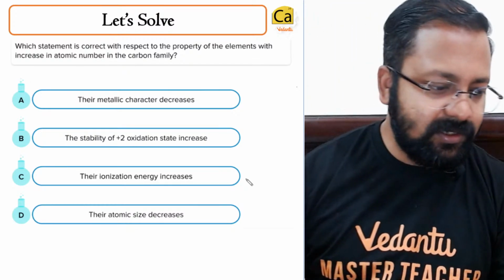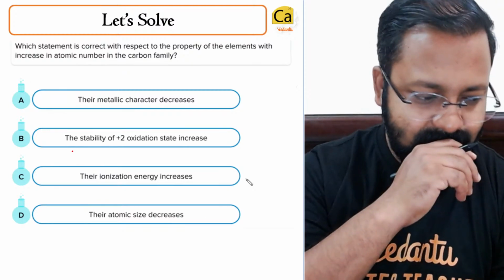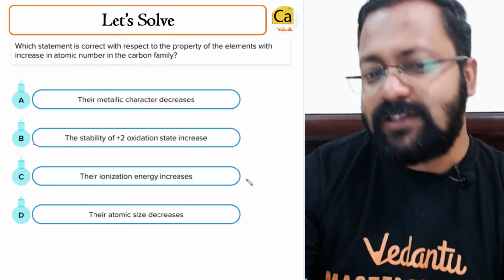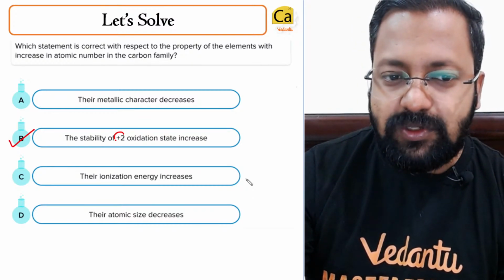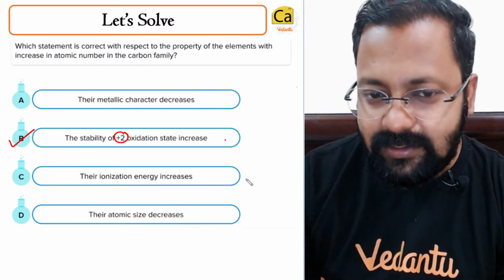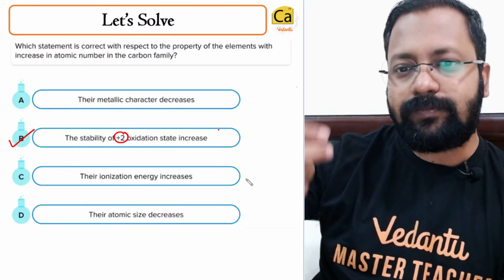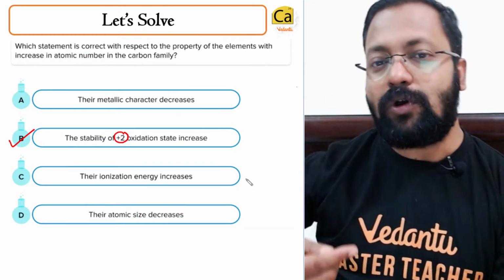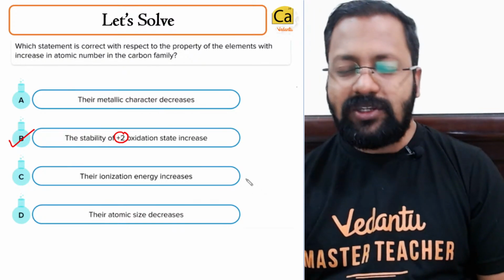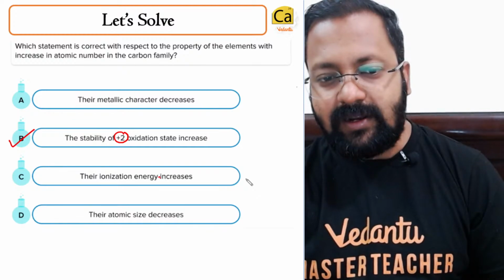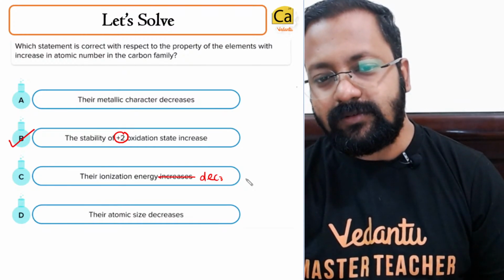The right answer to this question is B. The stability of +2 oxidation state increases. As we go down the group, the tendency to show +2 oxidation state increases because of inert pair effect. Ionization energy in fact should decrease.